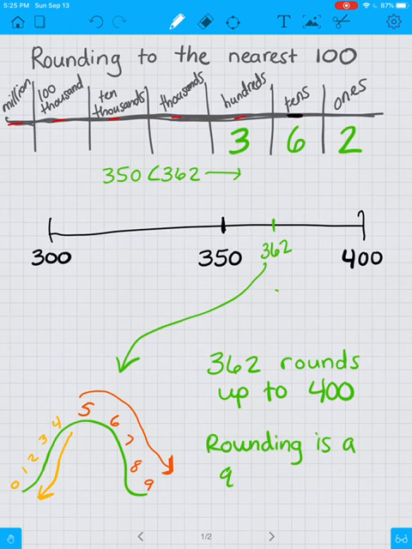Remember, rounding is a quick estimation. It's not exact, it's not accurate, but it gives you a rough idea of what you're looking for.